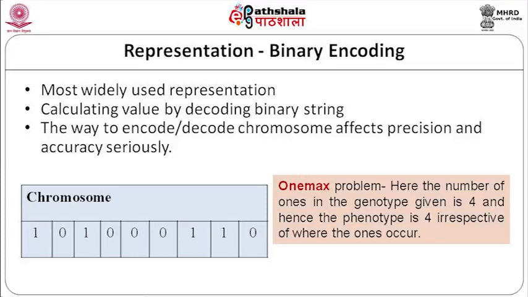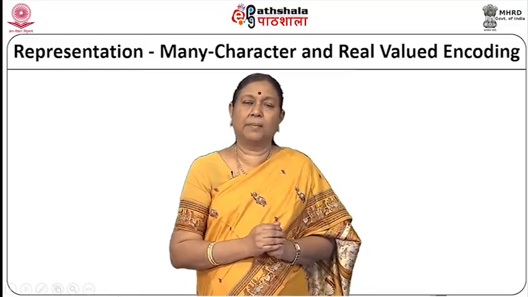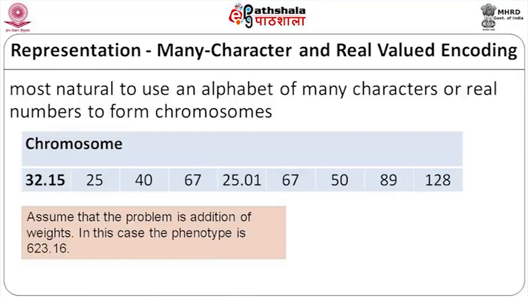An example of a chromosome that has been represented using binary encoding is this particular chromosome. The chromosome has different components and each component is a binary bit. The next is representation using many characters and real valued encoding. This is another encoding technique just like binary, and it is the most natural to use an alphabet of many characters or real numbers to form chromosomes. This is the natural way of doing it. For example, with real numbers, you have 32.15, 25, 67 and so on, which represents a chromosome.